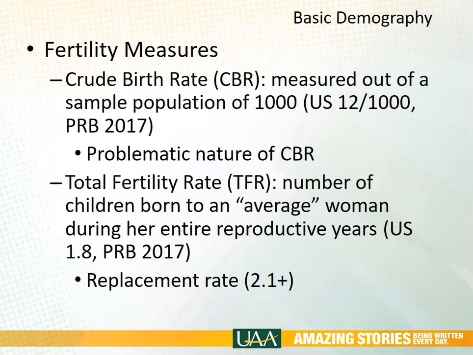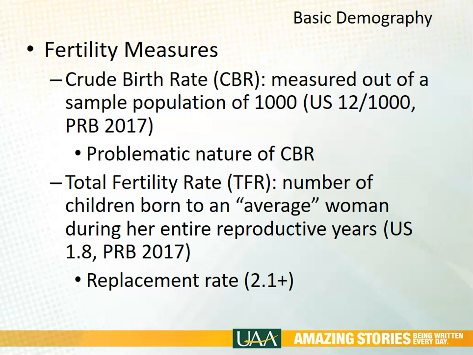There are a number of basic measures of population. One of the most basic is something called the crude birth rate. The crude birth rate is the number of births that takes place in a sample population of 1,000. In the United States, for example, in 2017, according to the Population Reference Bureau, in a population of 1,000 Americans, 12 babies were born. This measure helps us to understand how many children are being born, but it can be problematic.